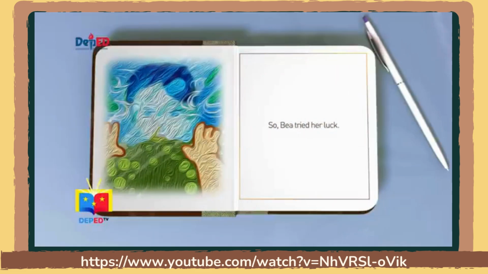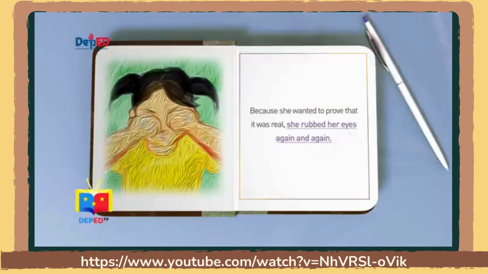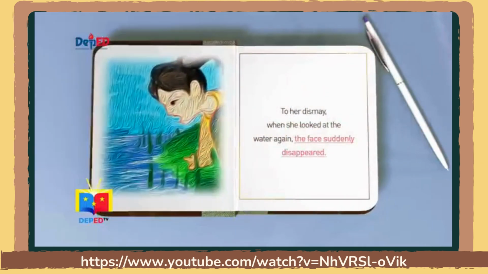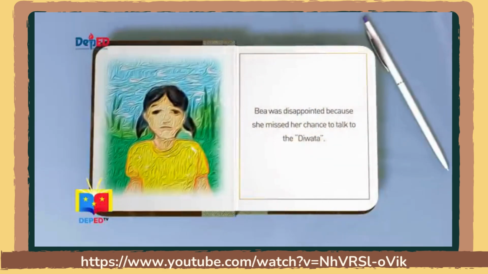So, Bea tried her luck. When Bea was about to open her mouth, a beautiful face appeared. Surely not her own reflection. Because she wanted to prove that it was real, she rubbed her eyes again and again. To her dismay, when she looked at the water again, the face suddenly disappeared. Bea was disappointed because she missed her chance to talk to the diwata.